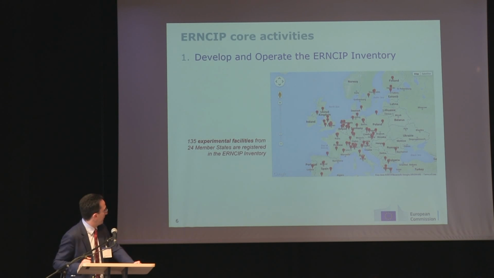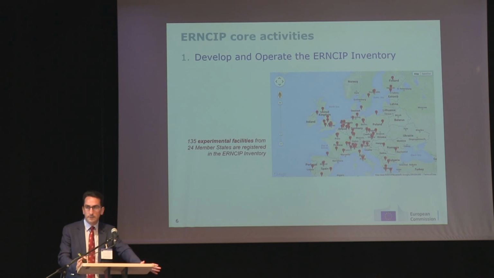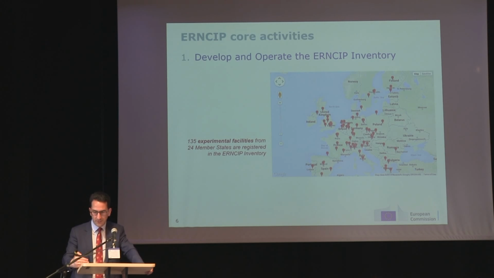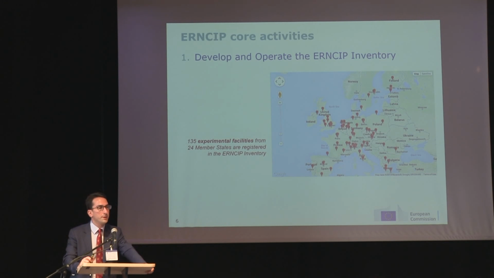The ERNSIP inventory was the original outcome of ERNSIP, as its name suggests, European Reference Network. Nowadays, we have 135 experimental facilities from 24 member states registered in ERNSIP. Needless to say, we're looking to expand that database, so if there are facilities which have such an interest, I would like to invite you to start by finding out more on the ERNSIP website, at the JRC's website.